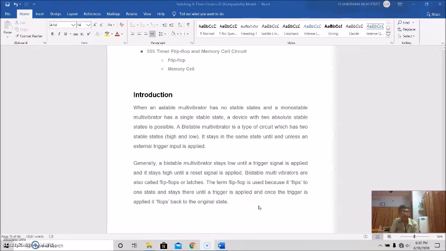Generally, a bistable multivibrator circuit stays in the low state until a trigger signal is applied, and it stays high until a reset signal is applied. So bistable multivibrators are also called flip-flops or latches. The term flip-flop comes from the fact that it flips to one state and stays there until a trigger is applied, and once the trigger is applied, it flops back to the original state, and that's why it is called a flip-flop.